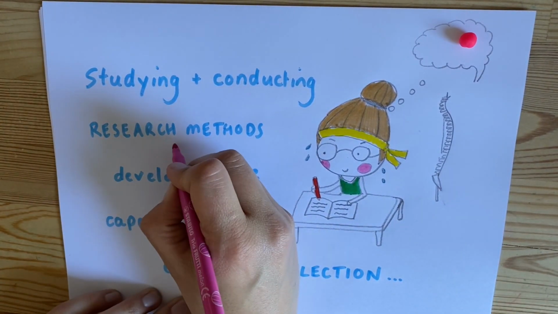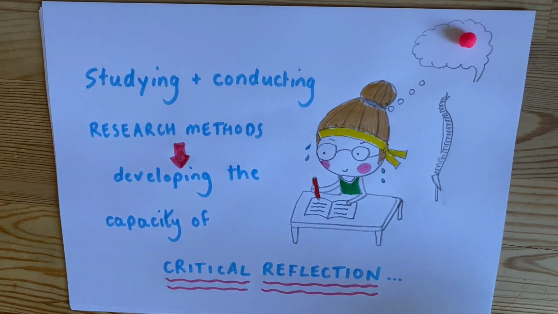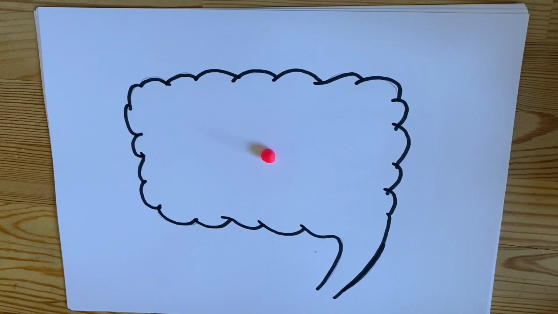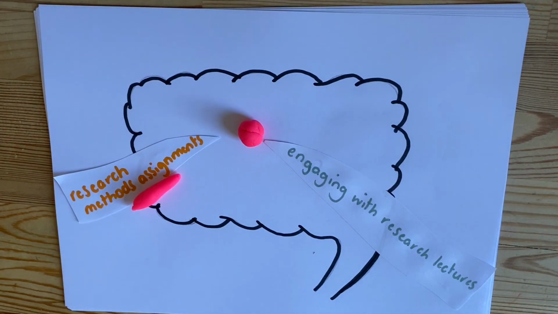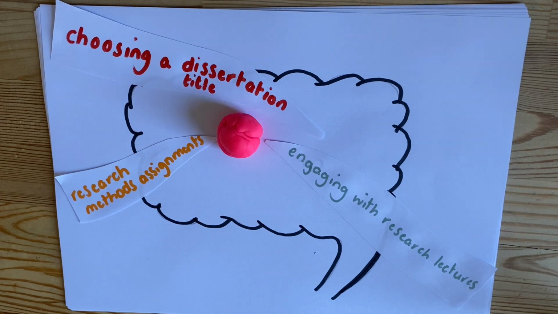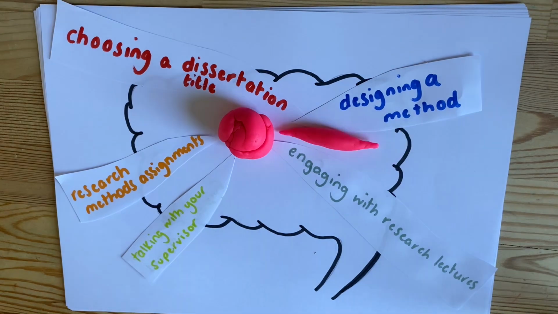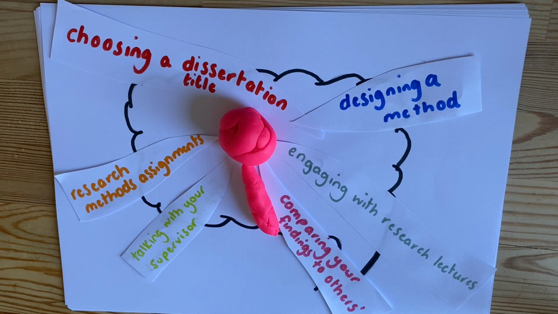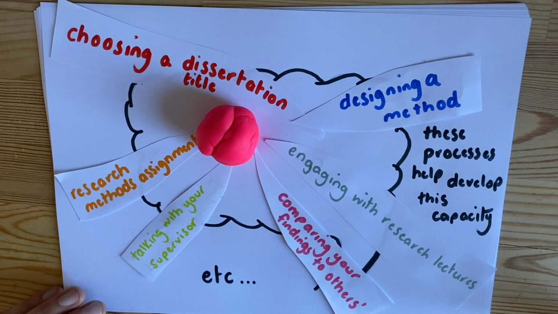So what are some of the things that you would do as students in research methods that would help develop this capacity of critical reflection? Simple things such as engaging with and attending research lectures, engaging with research methods assignments, choosing a dissertation title, talking with your supervisor about this, designing a method, comparing your findings with those of others. All of these processes help develop the capacity of critical reflection.